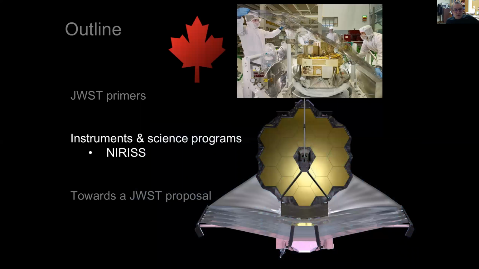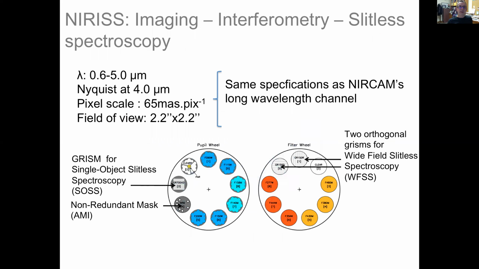Now moving on to NIRISS. This is the Canadian built instrument. So basically, NIRISS is an instrument that is very similar to NIRCam. It has the same wavelength coverage, 0.6 to 5 micron, but it has the pixel scale of the long wavelength channel of NIRCam. So the same field of view, 2.2 by 2.2, and that's a mistake here. It's not arc second, this is arc minute.